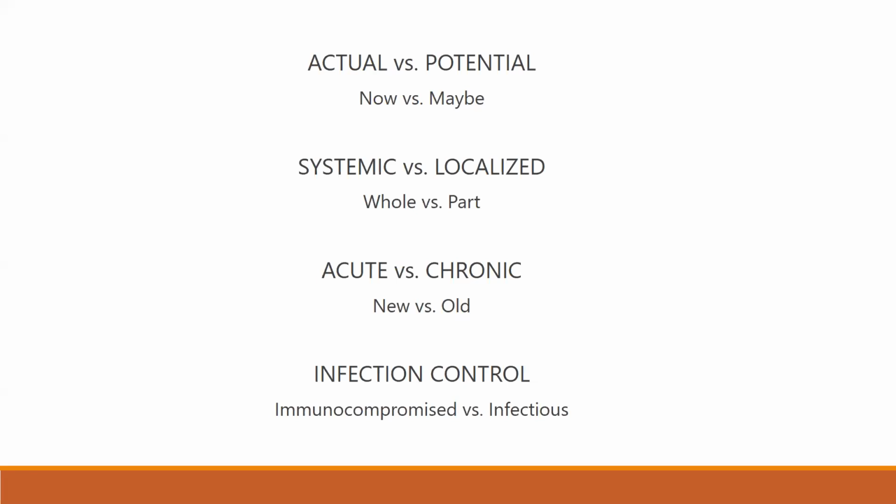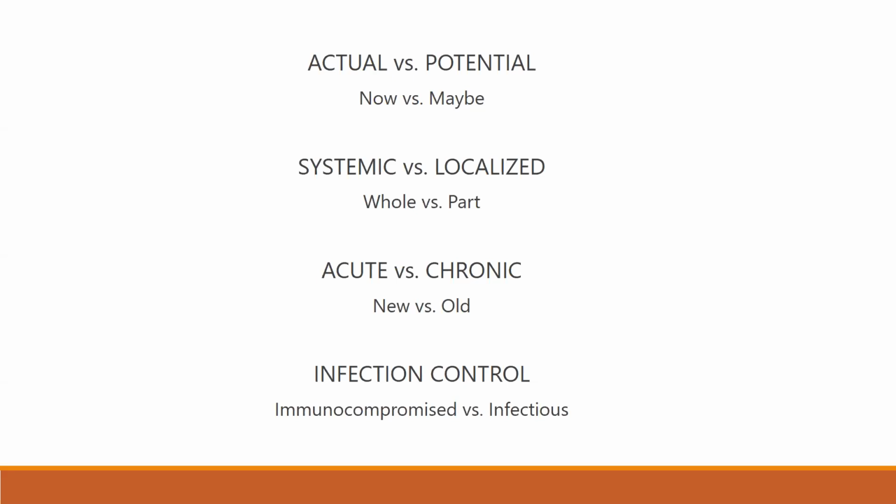So these are some things that take you through the thought process of critical thinking and determining what is a priority, who is a priority, and which action I need to do that becomes priorities. So is it an actual or a potential, now versus maybe? Is it systemic versus localized, a whole versus a part? Is it acute versus chronic, a new versus old? And infection control, we have to think about our immunocompromised versus our infectious patients.